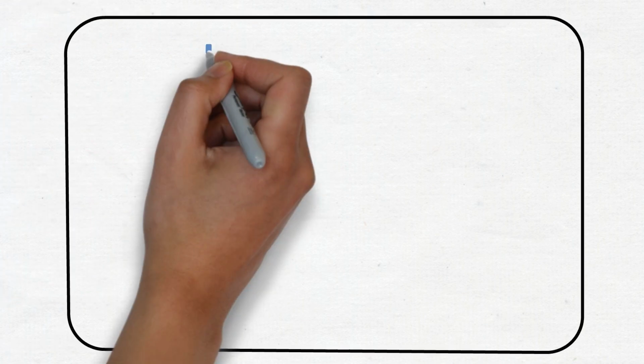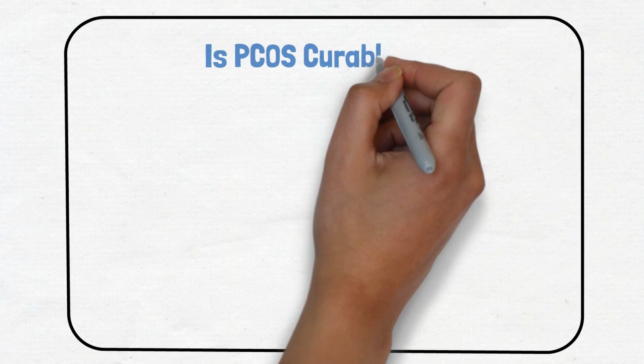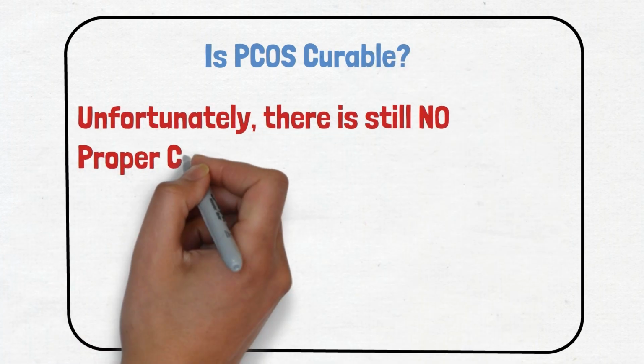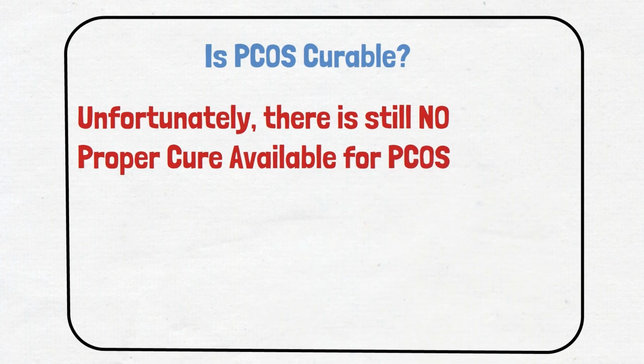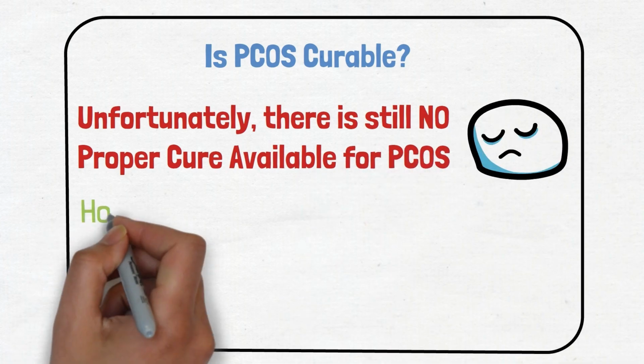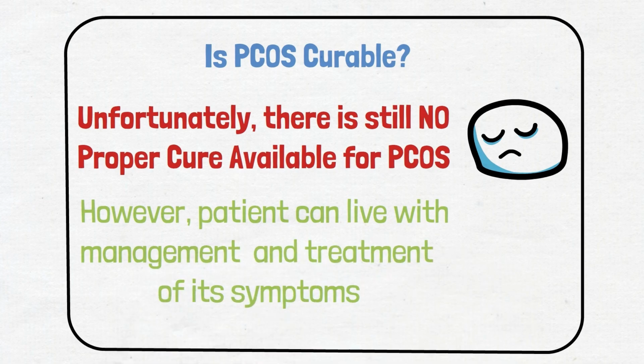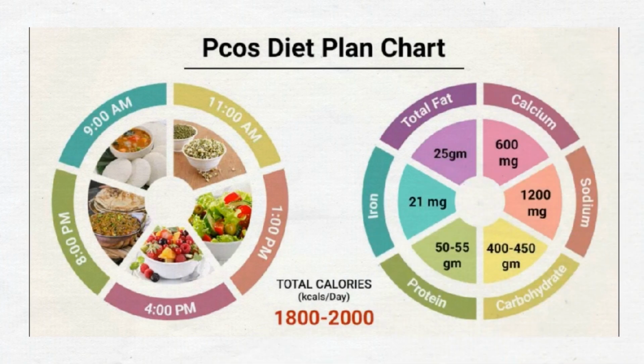Many people have a misunderstanding about whether it is curable or not. Unfortunately, a cure is yet to be found and no proper cure is available at the moment. However, patients can live a normal life by managing its symptoms throughout life. Following is a sample diet chart for patients with this syndrome to help control associated symptoms.